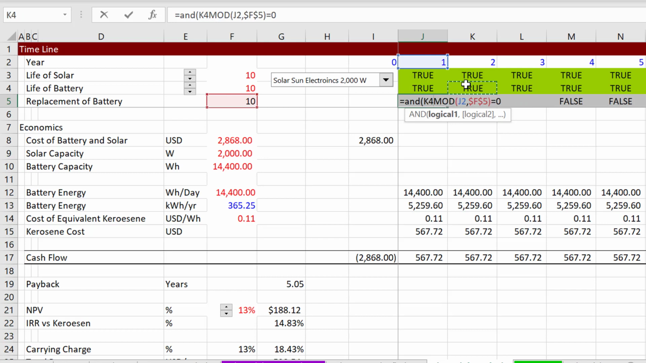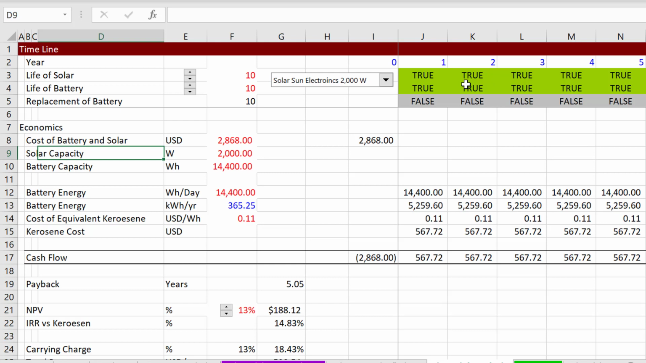This next one has to be true. We're certainly not going to replace the battery if we're at the end of the life. Okay, and we put the cost of the battery in, and with any kind of thing, I really should have done this.